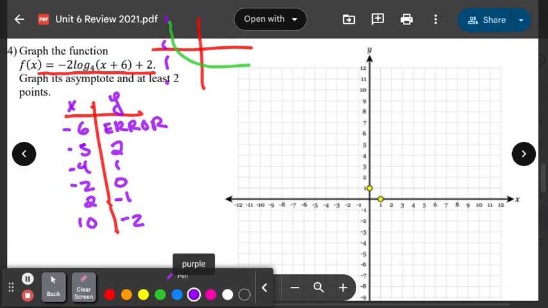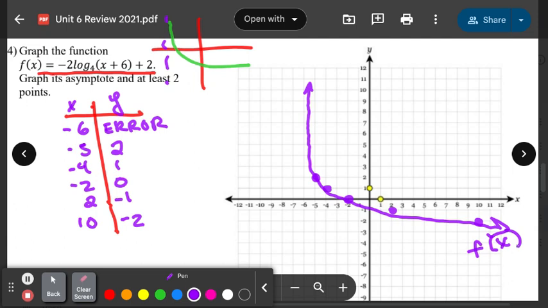So I'm going to do -5, 2. Ignore those yellow dots. That's a screenshot from Delta Math. -4, 1, -2, 0. Why, yes, I do talk to myself when I plot points. So -6 is an error. Dang, that's not bad for me. So I'm going to be lazy and just label this f of x. You could write the whole equation, f of x equals -2 log, but I'm not going to do that.